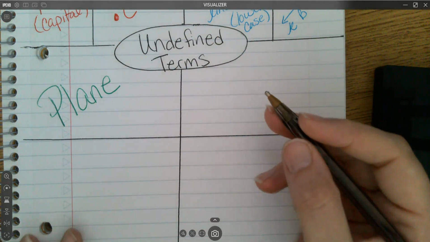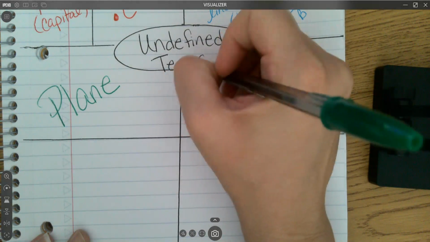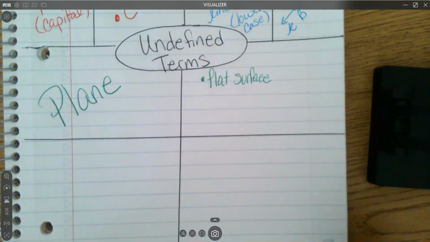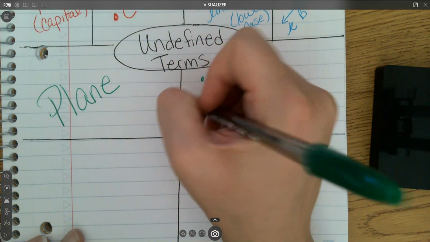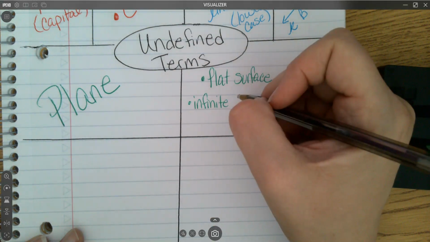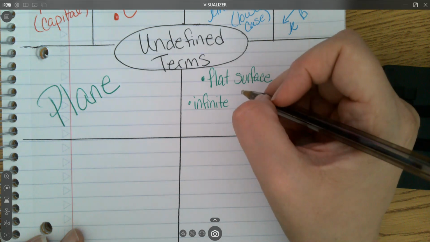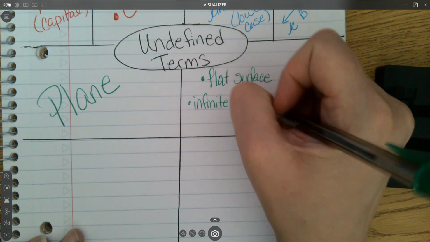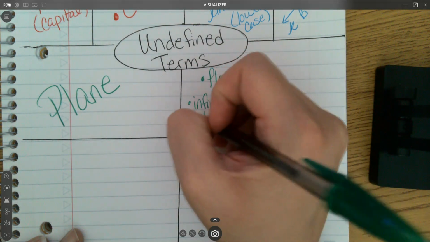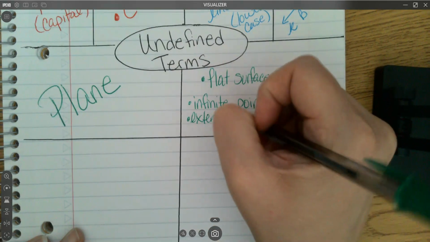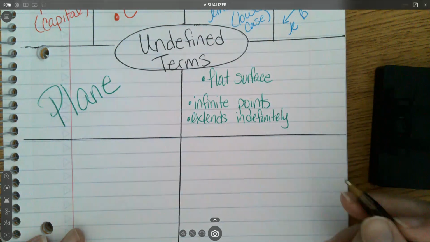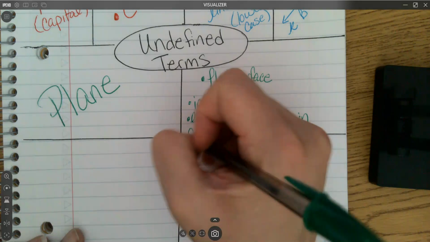So a plane is a flat surface that we find all of our points and lines on. I have an infinite amount of points all over it, and it extends indefinitely in all directions.